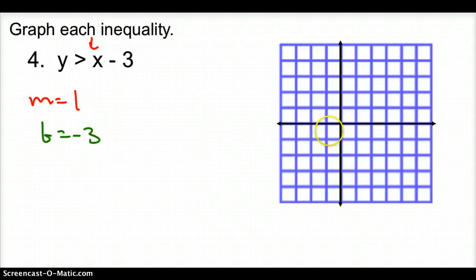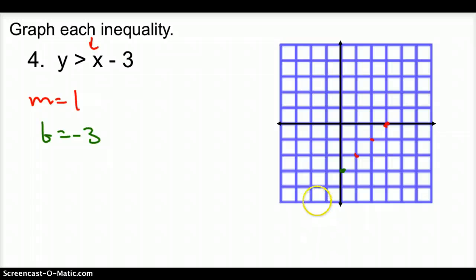So let's go ahead and graph this line. Let's go down 1, 2, 3, put a point. Then from that point we just drew, we go up 1 and over to the right 1 because we want a positive slope. So we go up 1, over to the right 1, up 1, over to the right 1. So we have enough points now that we can draw a line.